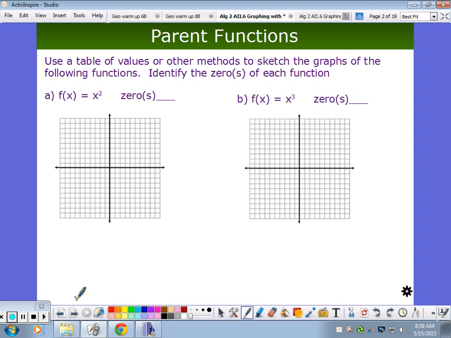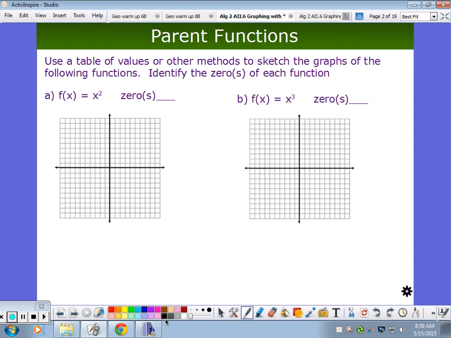Okay, so we're going to go back to this notion of parent functions. We talked about this a little bit last time. We looked at x squared and applied some different kinds of transformations to it. But we have to know parent functions in order to get these different transformations. So x squared, I think we're familiar.